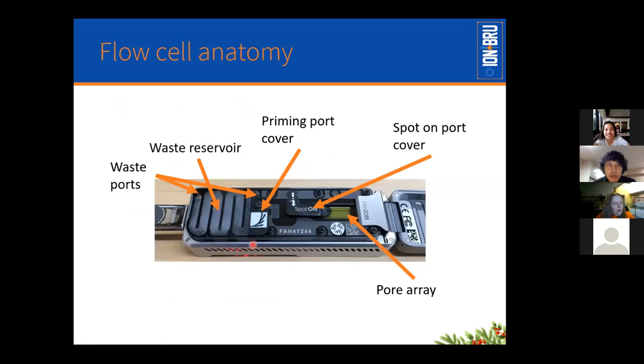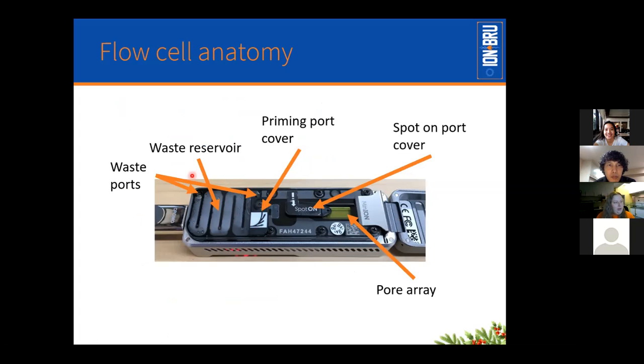So this is what your flow cells look like, and I've just labeled all the different ports here. So this is where the actual pores are. And this is the spot-on cover, which covers the bit where you actually put your sample in. There's a port just here. And then we have our priming port cover here, which swings open this way. And just under there, we have another port. I will discuss the difference between these two ports in a moment.